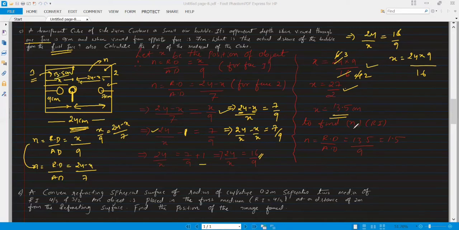So to calculate the refractive index, we can use the formula, equation 1. Equation 1: x divided by 9. That is 13.5 divided by 9, which is going to be 1.5. This is the final answer. I hope you got this.